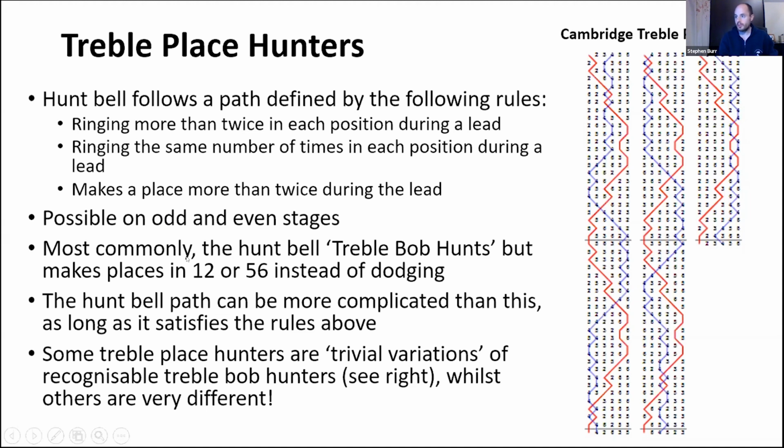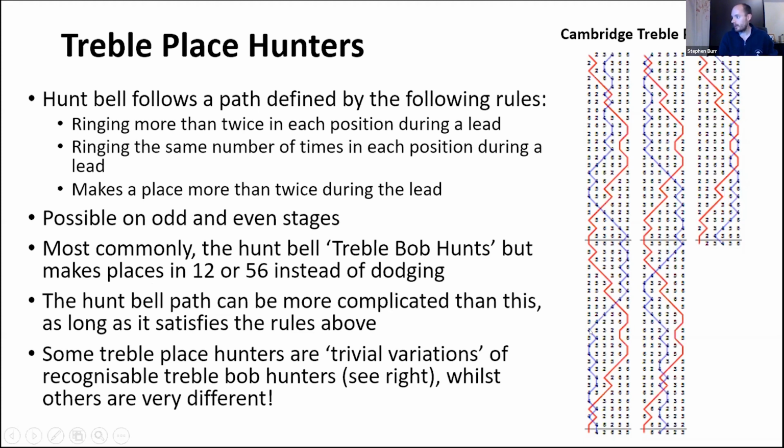Most treble place hunters are basically treble dodging hunters, but the treble, instead of dodging in say 1, 2 or 5, 6, makes places. And we can see an example of this on the right here. We've got the normal treble bob hunting in 3, 4 and 1, 2, but in 5, 6 we drop the dodges and we actually have a set of places made, which is different from treble dodging, obviously.